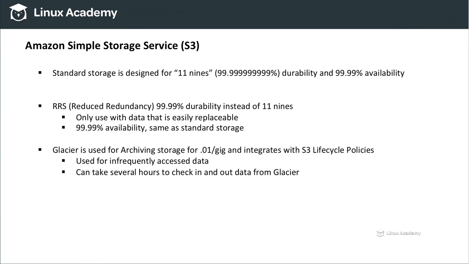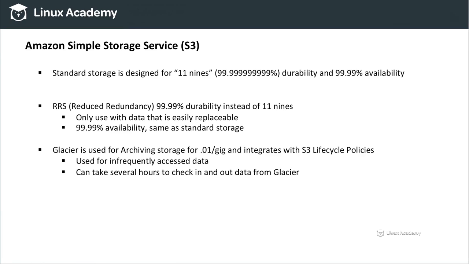Now, the Amazon Glacier storage type is used for archiving storage. It's generally about 0.01 cents a gigabyte. It does vary based off region, so you'll want to check your pricing, as AWS pricing also does vary quite often. The cool thing about Glacier is it integrates with what are called Amazon S3 lifecycle policies. So we can actually tell an object, after living inside of our bucket for a defined amount of time, to move to Amazon Glacier for archiving automatically.